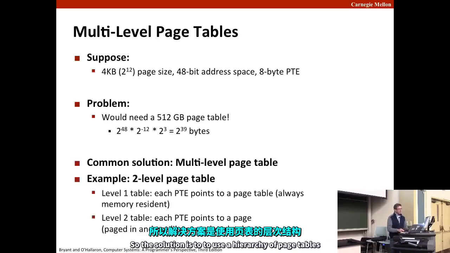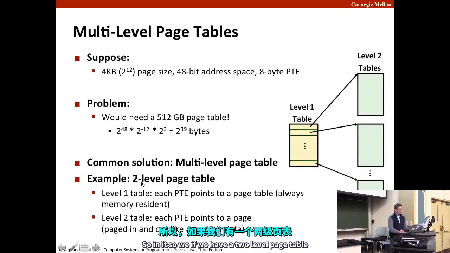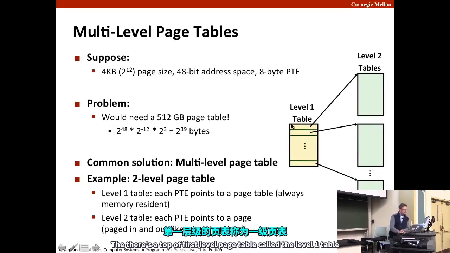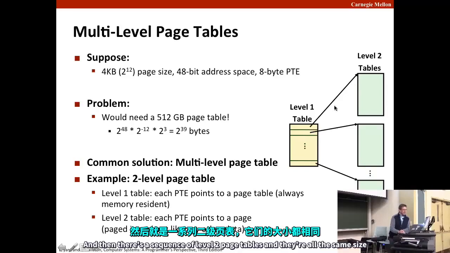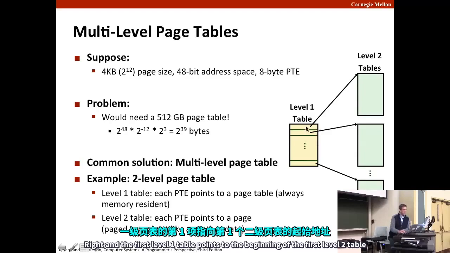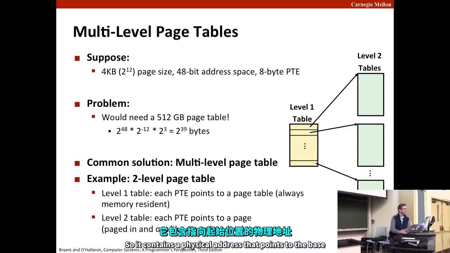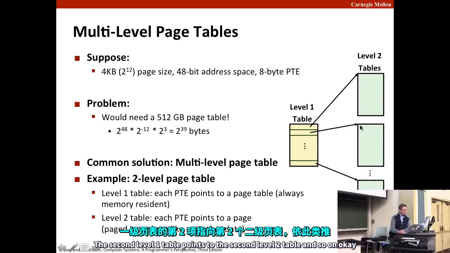So the solution is to use a hierarchy of page tables. If we have a 2-level page table, there's a first level page table called the level 1 table, which is always in memory. Okay, it's never paged out. And then there's a sequence of level 2 page tables, and they're all the same size, right? The first level 1 entry points to the beginning of the first level 2 table, so it contains a physical address that points to the base. The second level 1 entry points to the second level 2 table, and so on.